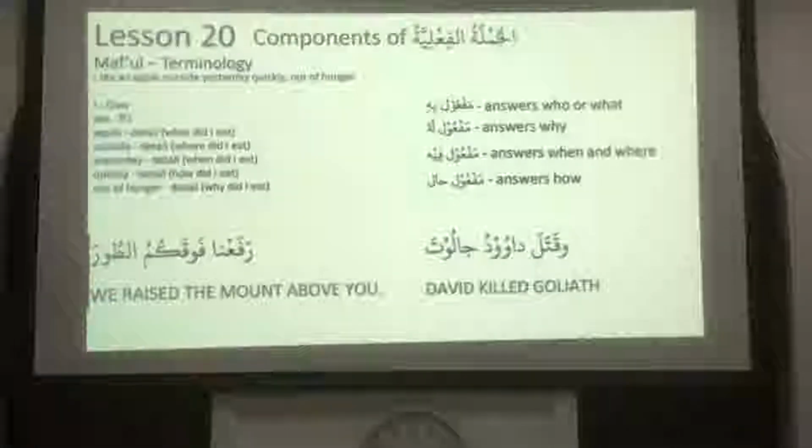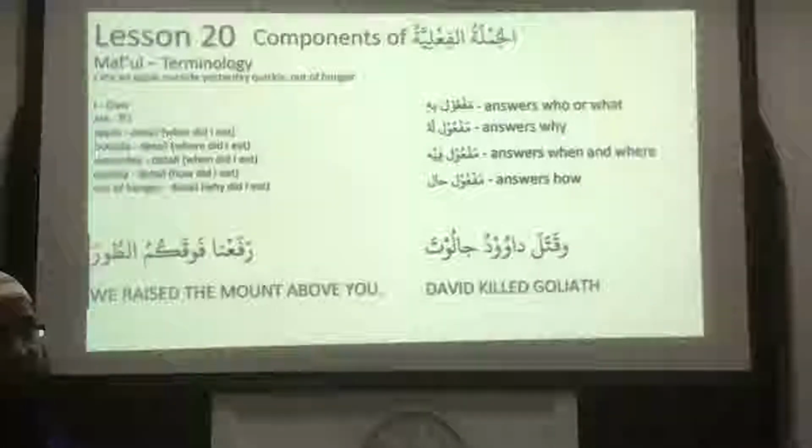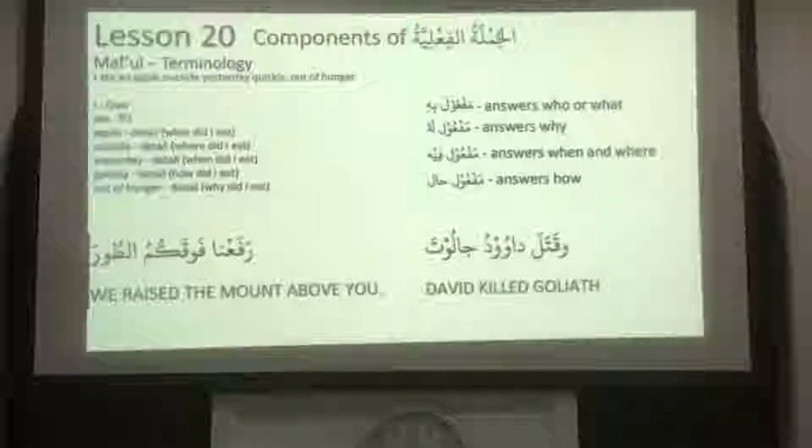So Dawood is the Rafa, but Jalut is our Maful Bihi. Just to see two examples now: Katala Dawudu Jalutu. This makes sense now, and it didn't make sense before. Is there an outside doer here, Brother Shiraz, or is it a normal one? The outside doer, yes. Katala Dawudu Jalutu, because Katala is the he version.